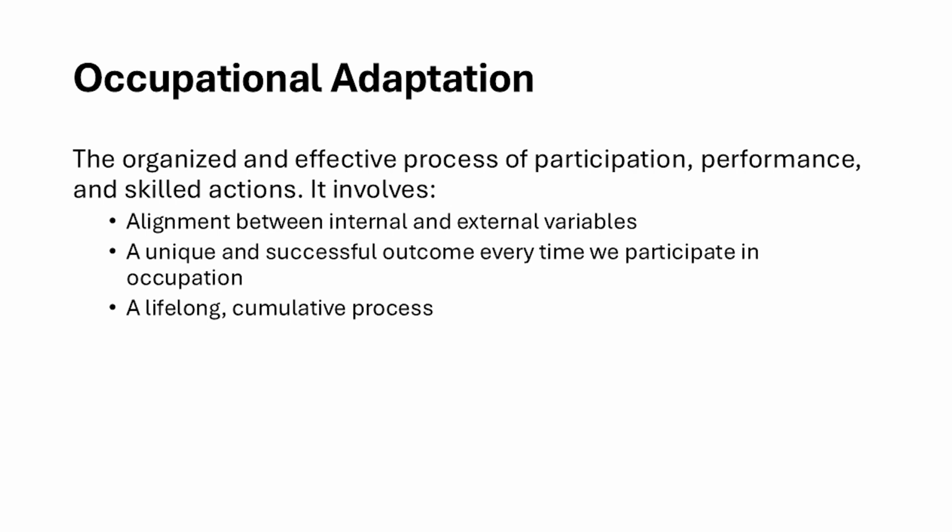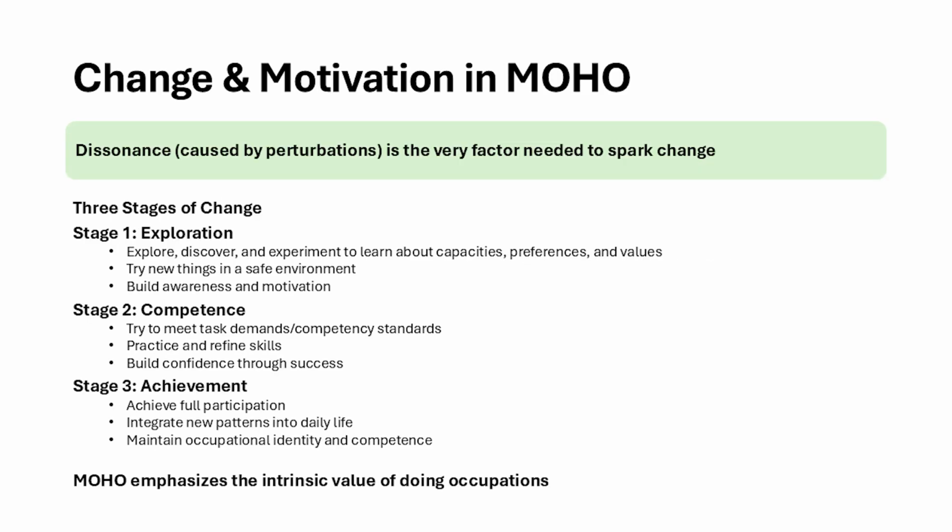So we understand the model's components. How does change actually happen according to MOHO? What kickstarts it? MOHO is pretty clear on this. Change requires some kind of dissonance or perturbation, disruption. Something needs to shake things up a bit. An imbalance, like things aren't working smoothly anymore. Exactly. There needs to be a mismatch, maybe between what someone wants to do, their volition, and what they currently can do, performance capacity, or what the environment allows. That dissonance creates the motivation, the need for change.